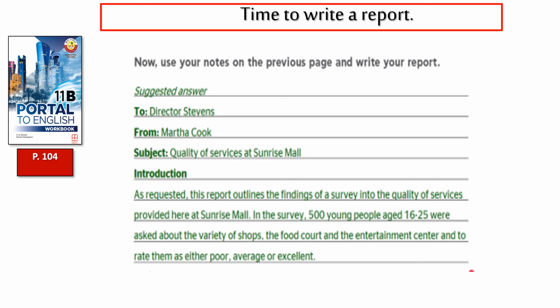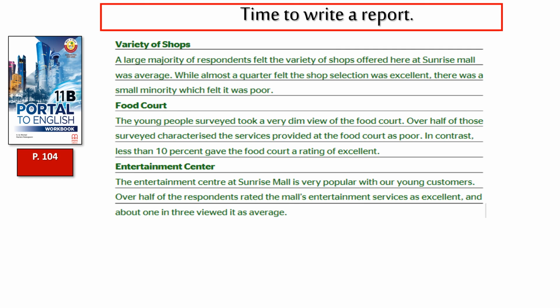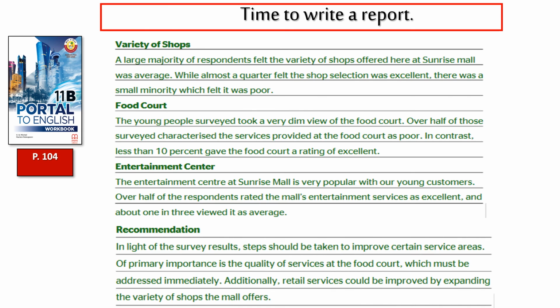Here are to whom, from whom, and the subject. Here's the introduction. Here's heading 2 after introduction, variety of shops. Then heading 3, food court. Heading 4, entertainment center. And the final one is recommendations.